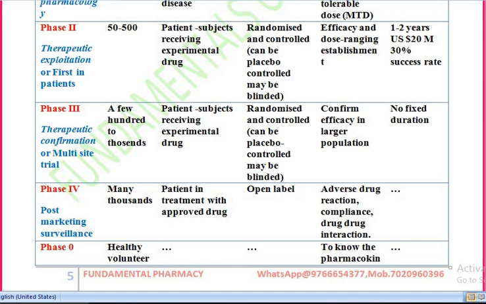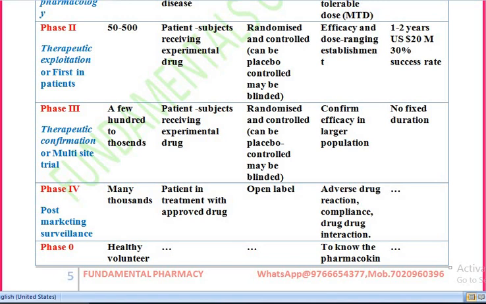Next one is phase 4 of clinical trials. That is also known as post-marketing surveillance. And how many number of subjects involved? Many thousand number of subjects are involved, because it is a post-marketing surveillance. That means after the approval of drug. So what type of subject involved in this study? Patient in treatment with approved drug, because that drug is already approved for the treatment.